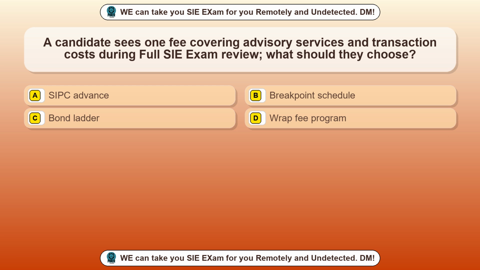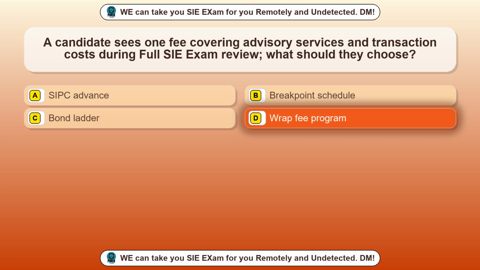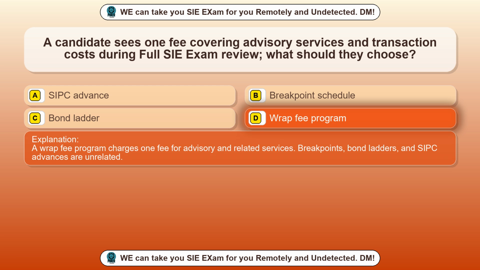Question 24. A candidate sees one fee covering advisory services and transaction costs during full SIE exam review. What should they choose? Option A, SIPC advance. Option B, breakpoint schedule. Option C, bond ladder. Option D, wrap fee program. The correct answer is option D, wrap fee program. A wrap fee program charges one fee for advisory and related services. Breakpoints, bond ladders, and SIPC advances are unrelated.